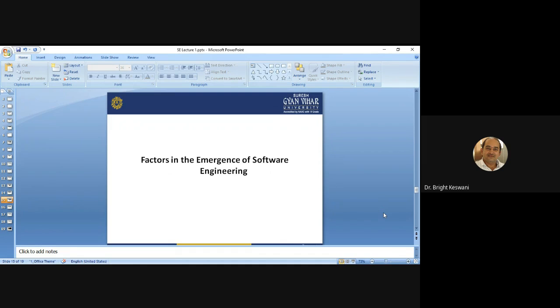Now there are some factors in the emergence of software engineering. The first factor is that people developing systems are consistently wrong in their estimates of time, effort, and cost. This is a very important factor: people estimate the development cost, time, and effort in a wrong manner, or they are not predicting the cost. Secondly, reliability and maintainability were difficult to achieve.